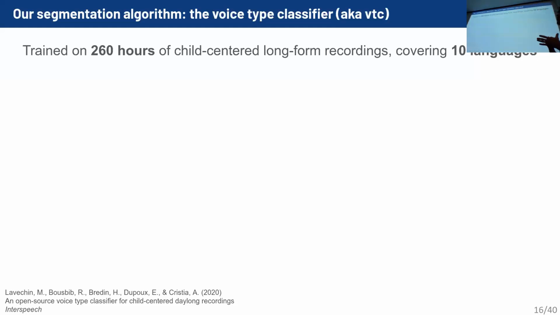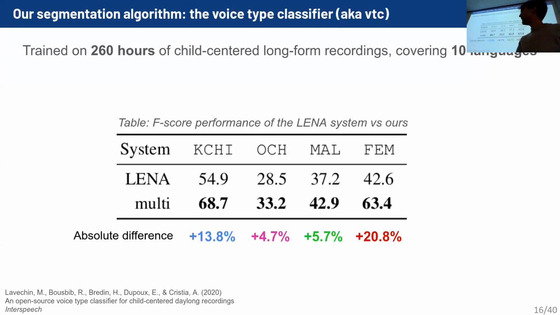So to train our model, we gathered 260 hours of child-centered long-form recordings that have been annotated for the task we're interested in across 10 different languages. And we were quite happy with the results we got. So we obtained a quite strong improvement on the key child class and the female adult class, 13% and 20%, and we obtained more minor improvements on the other child and the male adult classes.